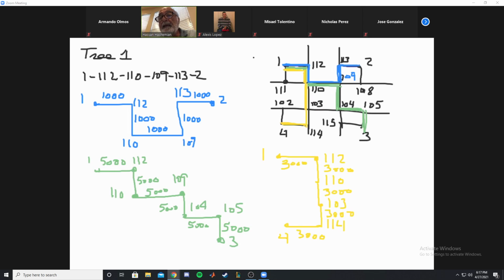And at the end, you start adding. For instance, you find out how many go from 1 to 112. In this case, there's 1,000 on the 1 to 112. And then there's a 5,000 and there's a 3,000. Now in other trees, if there are more, then you have to add up all of these and find from 1 to 112, how many trips go. And then the other links too. Just add them up. Is that clear?